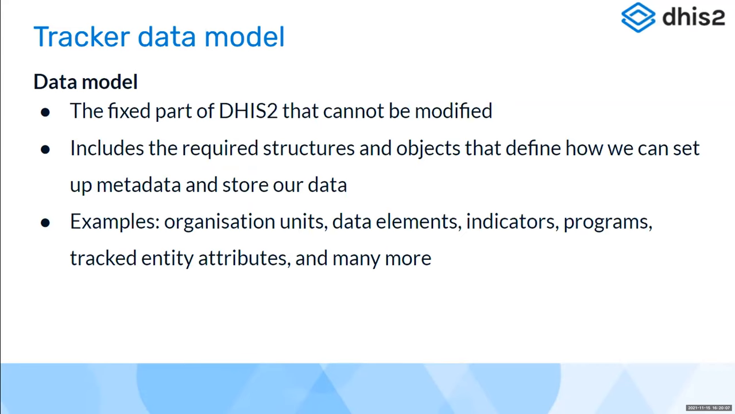So if you had listened to Zo very well, at some point he had mentioned the data model. So DHIS2 supports two kinds of data model. One is the tracker data model, but also we have the aggregate data model. So for this session, we'll be focusing more on the tracker data model. And first of all, when you speak of the tracker data model, this is the part of DHIS2 that is fixed and cannot be modified.